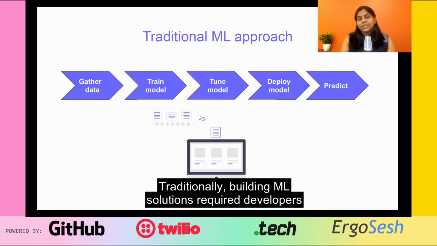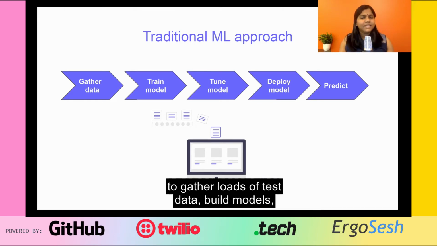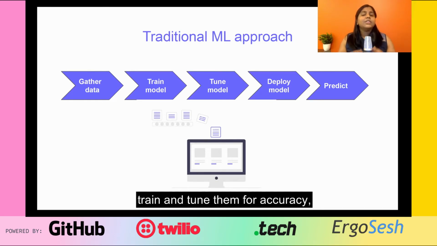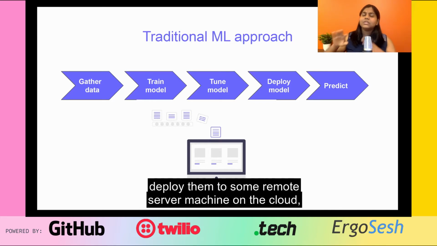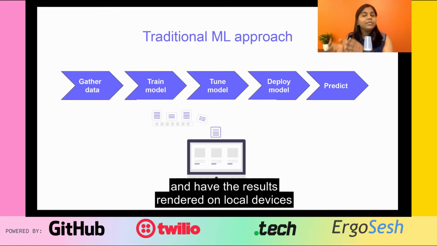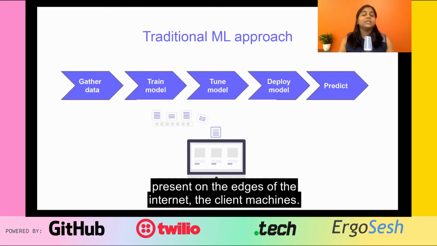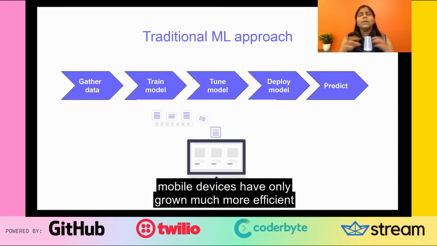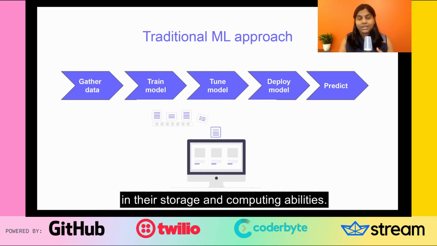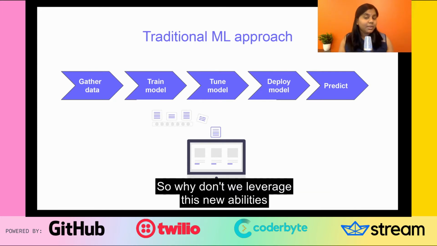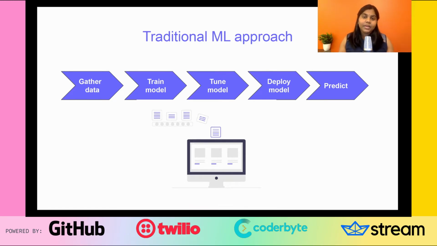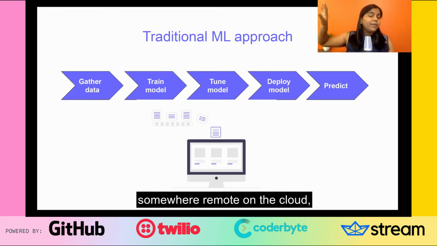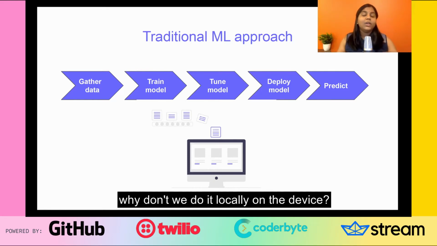Traditionally, building ML solutions required developers to gather loads of test data, build models, train and tune them for accuracy, deploy them to some remote server machine on the cloud, and have the results rendered on local devices present on the edges of the internet, the client machines. But as we all know, with the passage of time, mobile devices have only grown much more efficient in their storage and computing abilities. So why don't we leverage these new abilities and flip the scenario? Instead of doing all of the processing somewhere remote on the cloud, why don't we do it locally on the device? That is machine learning on the edge.